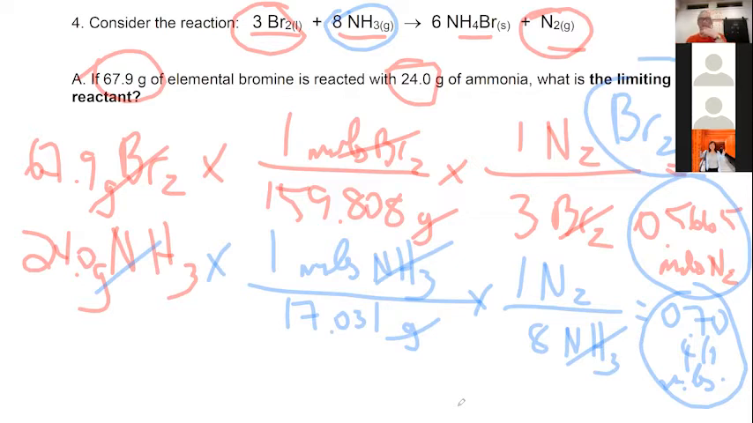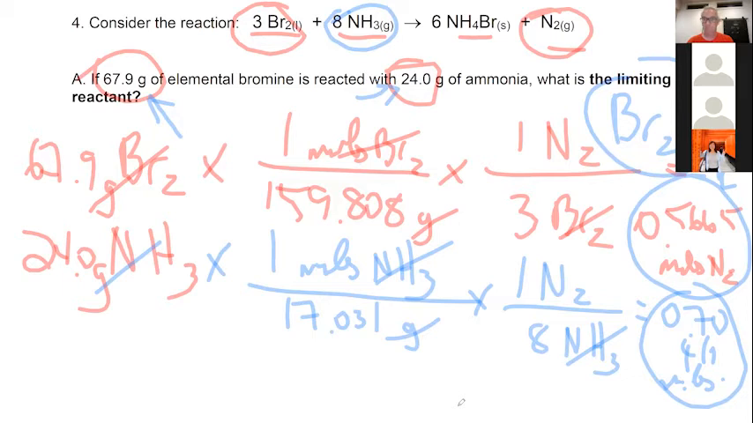So does that make sense to everybody? Limiting just means you're going to make less. It determines how much gets made. That means if I have 68 grams of bromine and 24 grams of ammonia, that's how much product I'm going to make. I can't make any more because the bromine is going to run out and then I'm going to have ammonia left over. So once one of your reactants is gone, the reaction stops. So does that seem clear to everybody?